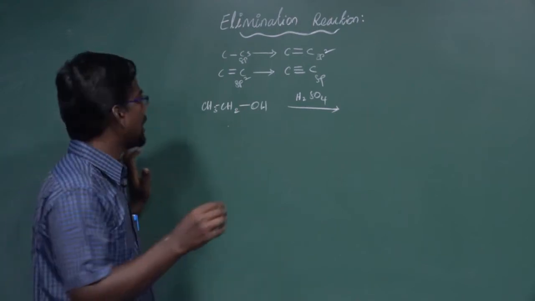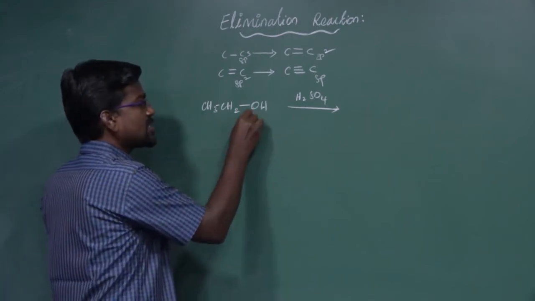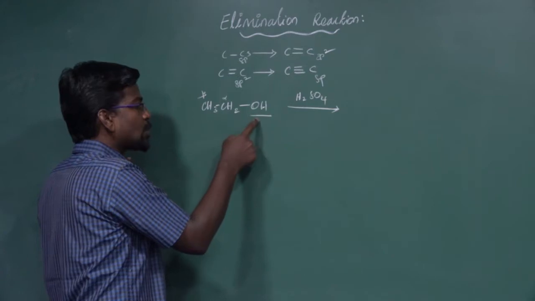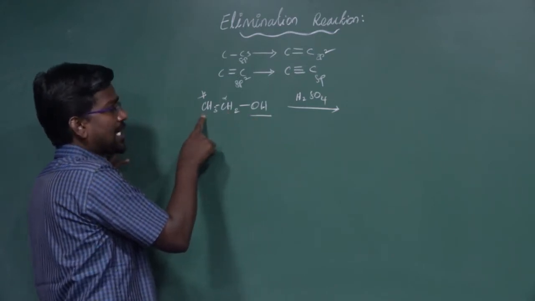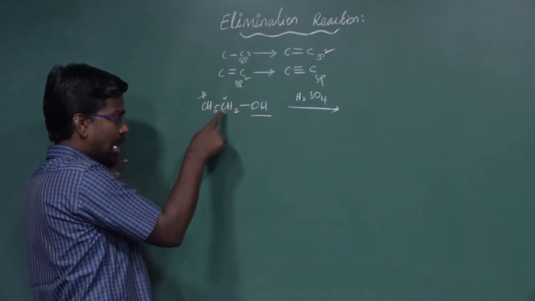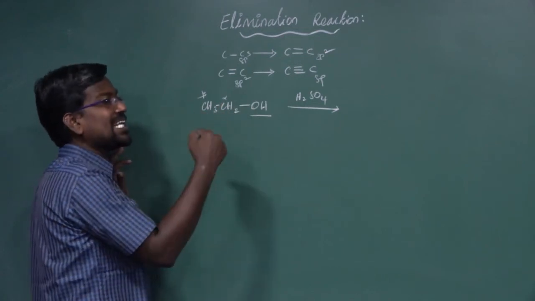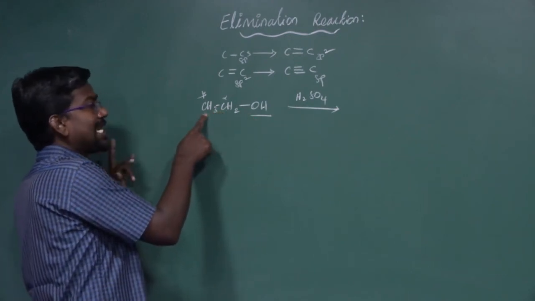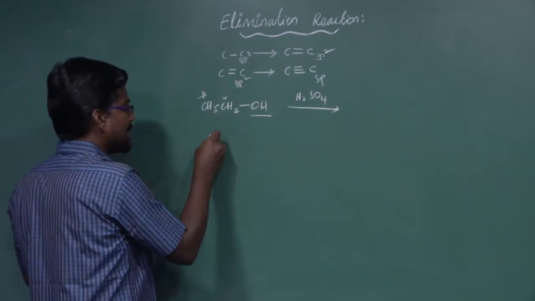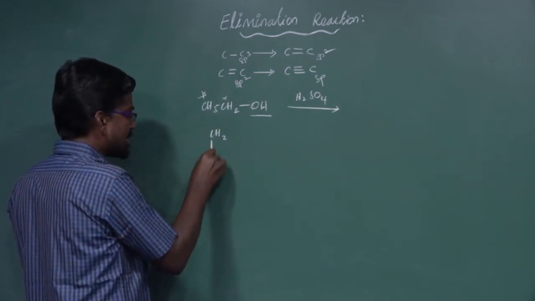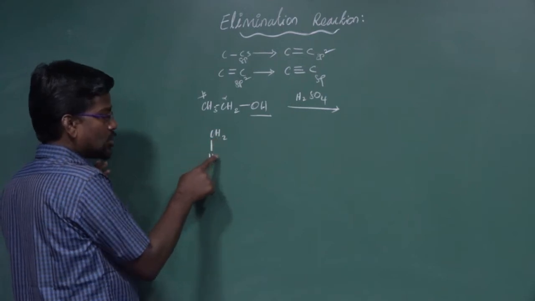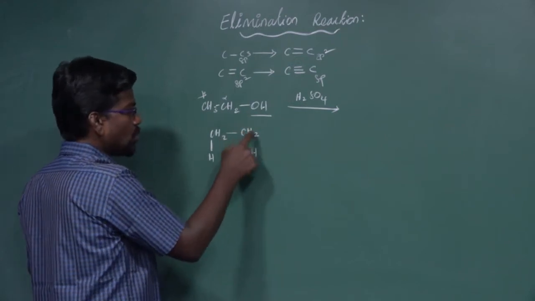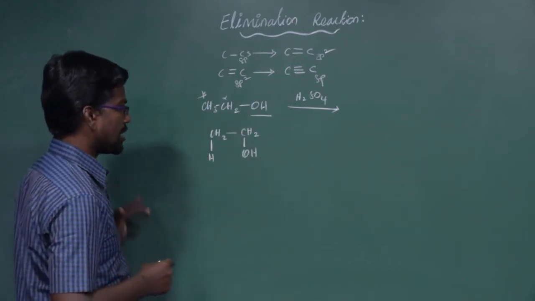What is the process? OH is the functional group. The carbon nearest to it is the alpha carbon, and the next carbon is the beta carbon. The functional group is directly attached to the alpha carbon, and the hydrogen on the beta carbon is eliminated. So the OH group from the alpha carbon and a hydrogen from the beta carbon are eliminated to form ethene. Ethyl alcohol is written as CH3CH2OH, or CH2H-CH2OH.